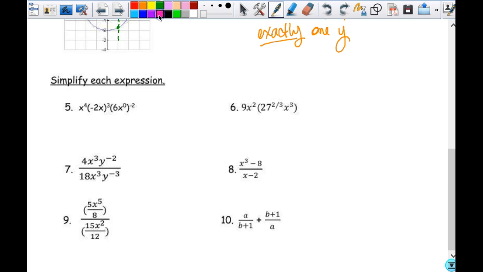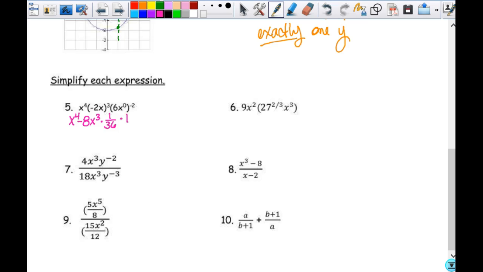All right, so to simplify these expressions, start off over here. Got x to the 4th. I'm just going to rewrite him. So negative 2x cubed means I'm going to take the negative 2 and cube it, so that gives me a negative 8x cubed. Then 6 to the negative 2 power is going to give me 1 over 6 squared, so that's 1 over 36. X to the 0 power, anything to the 0 power is just 1.